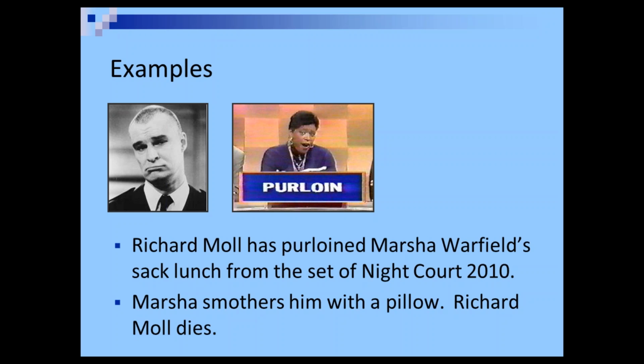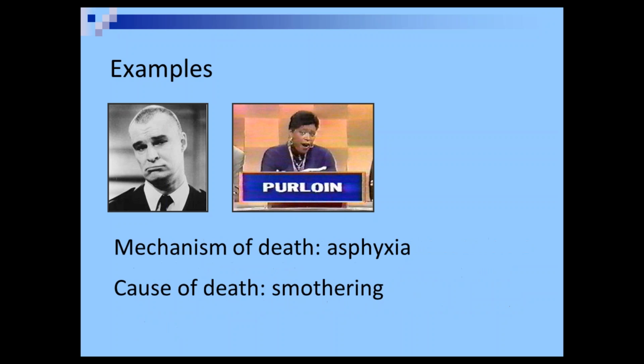So Marsha Warfield smothers Richard Mall with a pillow, and he dies. Okay, so this could be any other smothering with a pillow and then he dies. Okay, what is the cause of death and what is the mechanism of death? The cause of death is, again, the event, so it's the smothering. And the mechanism of death is asphyxia, lack of oxygen. Okay?